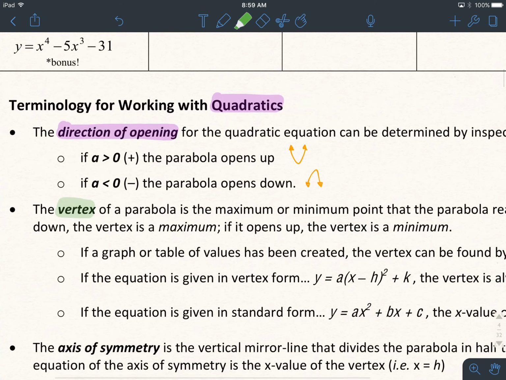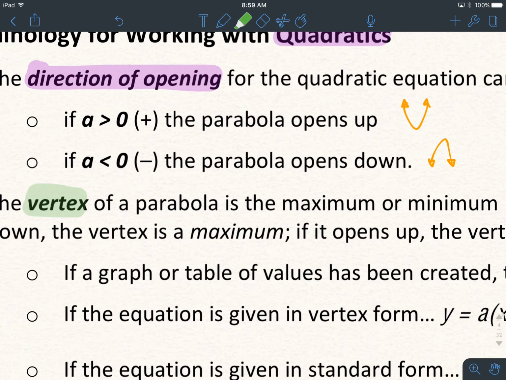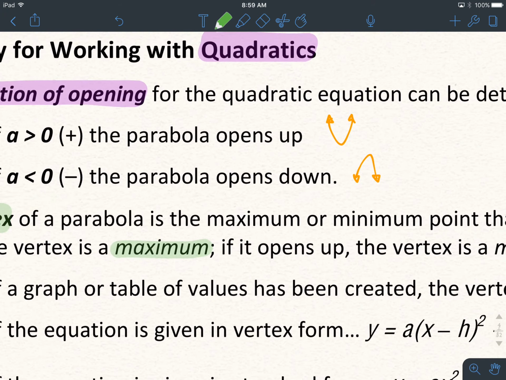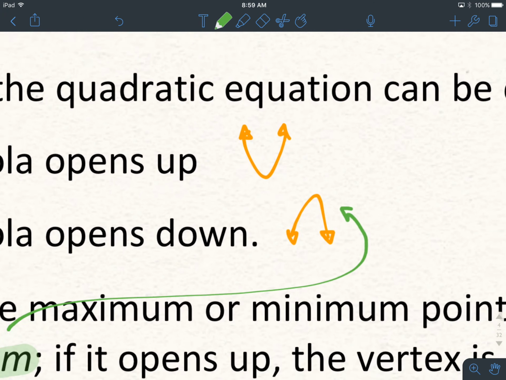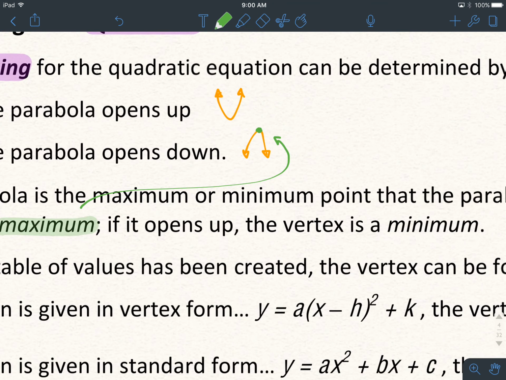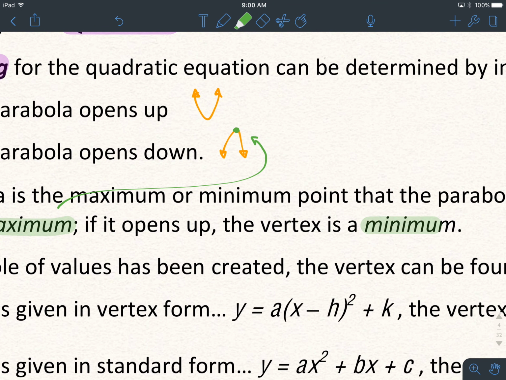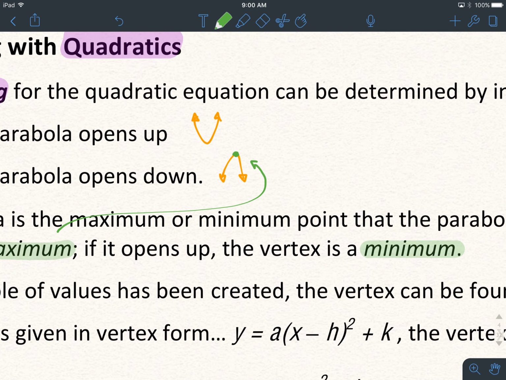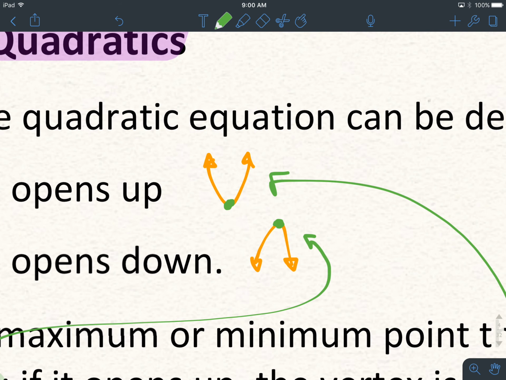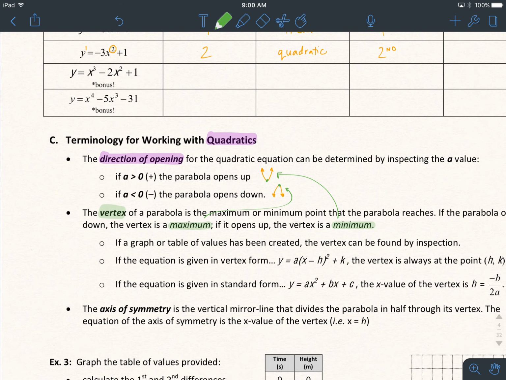Some of the words that we use when we're talking about a vertex are maximum, and we use this when our parabola is opening down. As you can see here, this parabola would have a maximum point at the top, a singular maximum point. And if we're talking about a minimum, we're talking about a low point. And we get that when our parabola is opening up. Again, a single minimum.